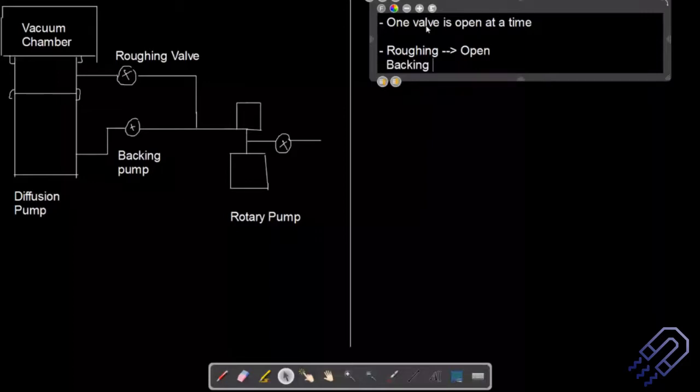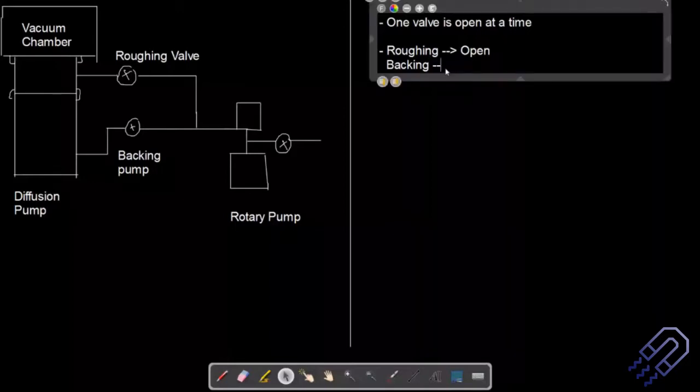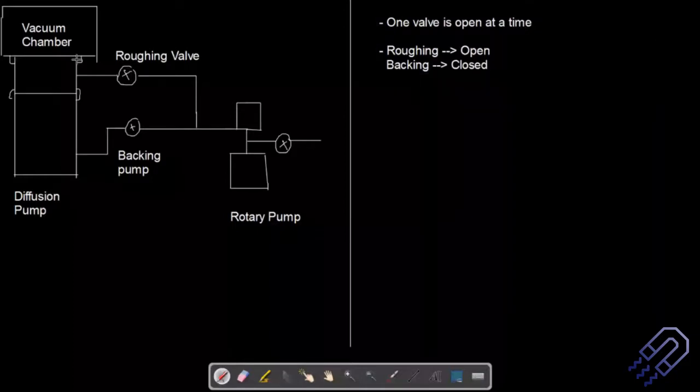Let's write it down point-wise so that you may remember it clearly. But you can always write down sentences for this. Please try to make sentences out of it. So you see this roughing is open, and the backing is closed. What does it mean? Whatever air molecules we have here have no chance of moving along this direction because this is closed.